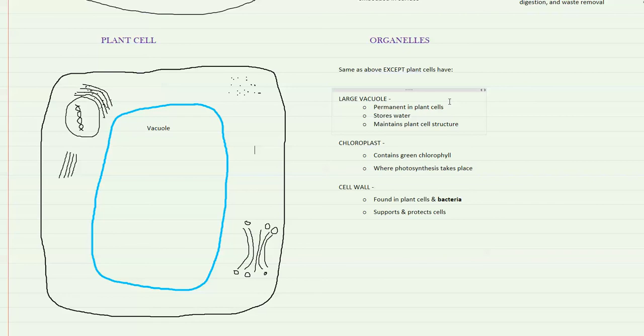Okay, they need to maintain high pressure, whereas animal cells don't. All right, so they have that large vacuole. The second thing they have is a chloroplast.